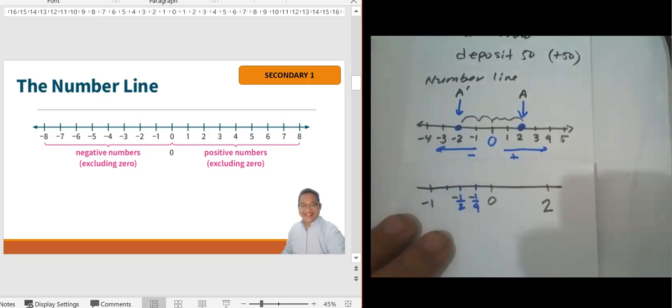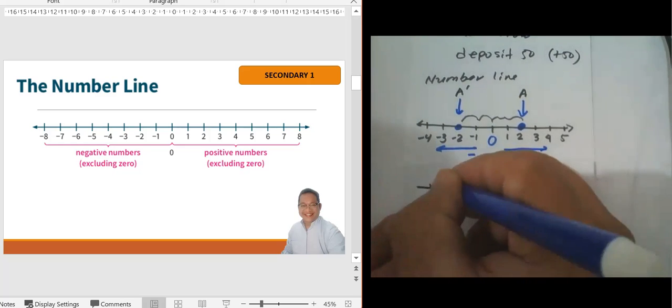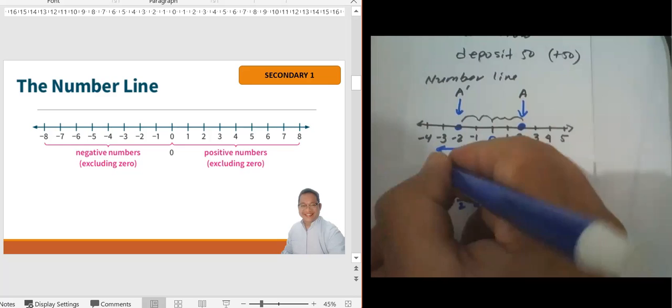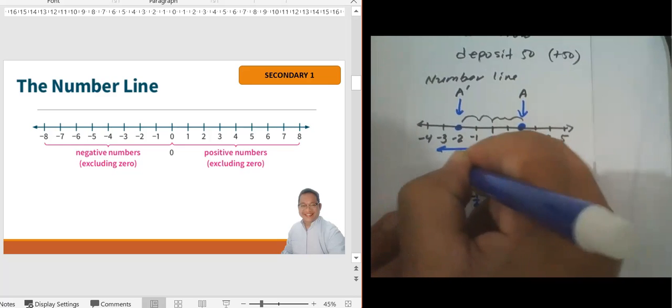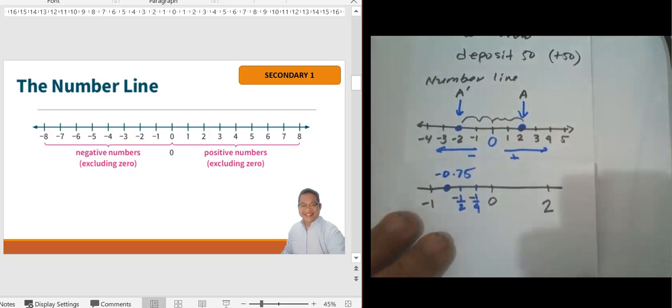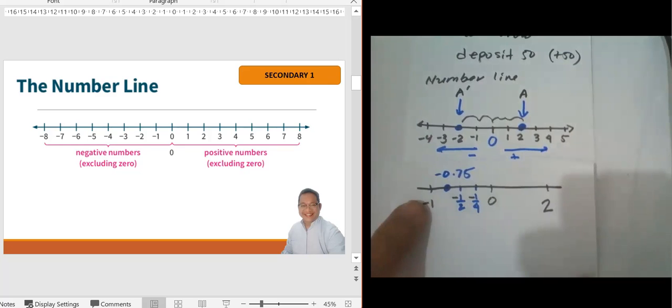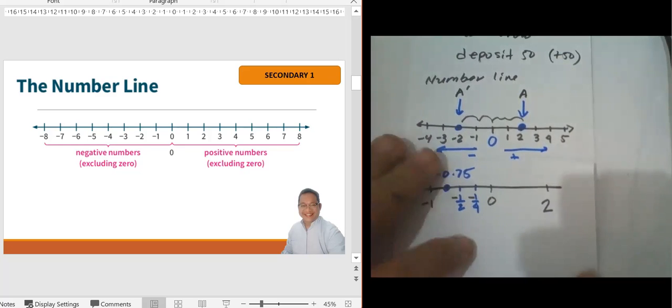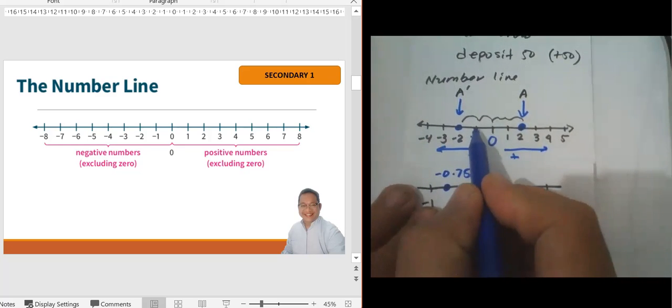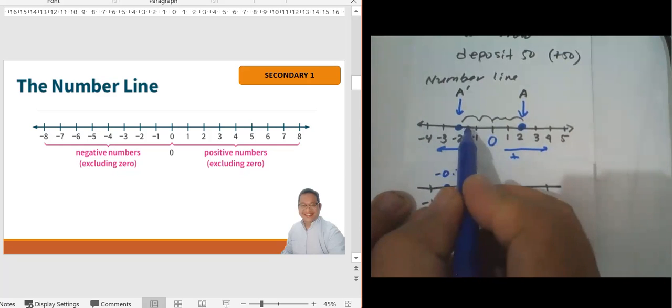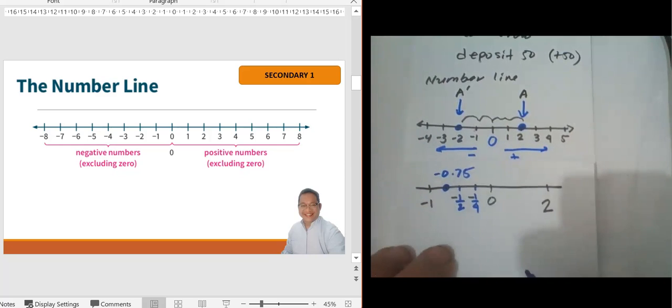So there are actually numbers in here, small numbers. This one is -0.75. Okay, it could be a fraction, it could be a decimal. So there are numbers between 0 and -1. In the same manner, there are also numbers between -1 and -2. There are small numbers in between there.